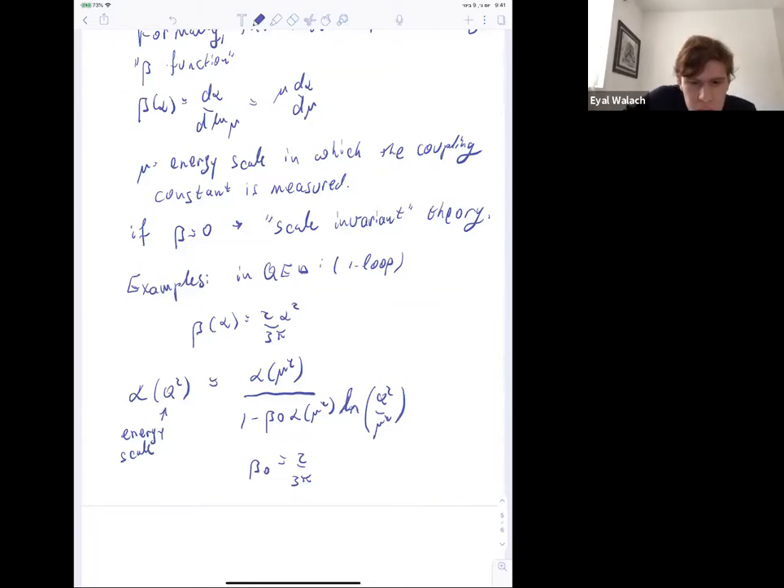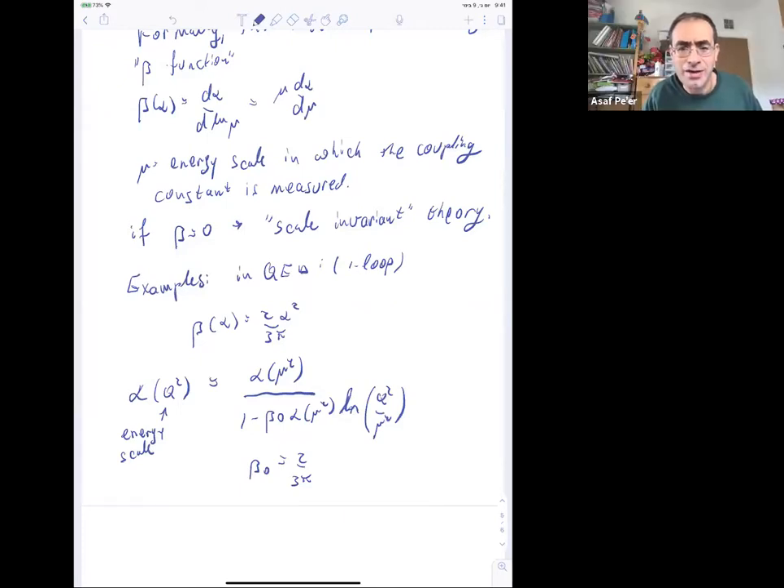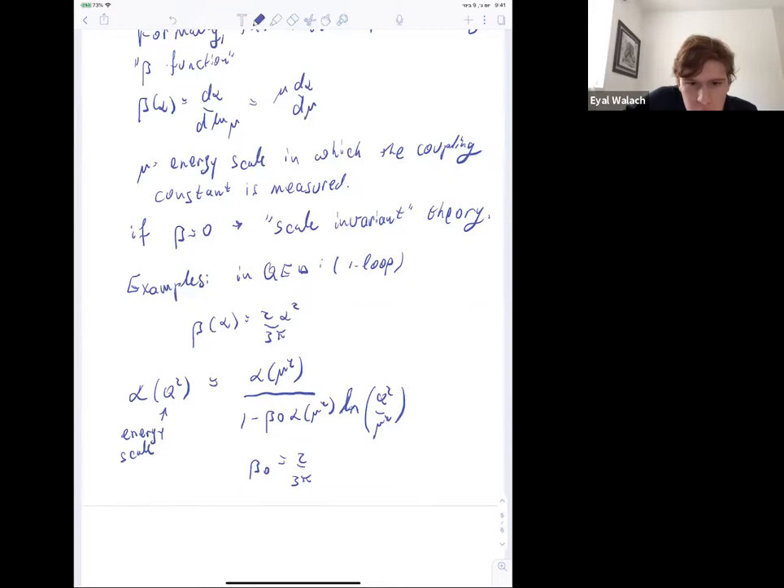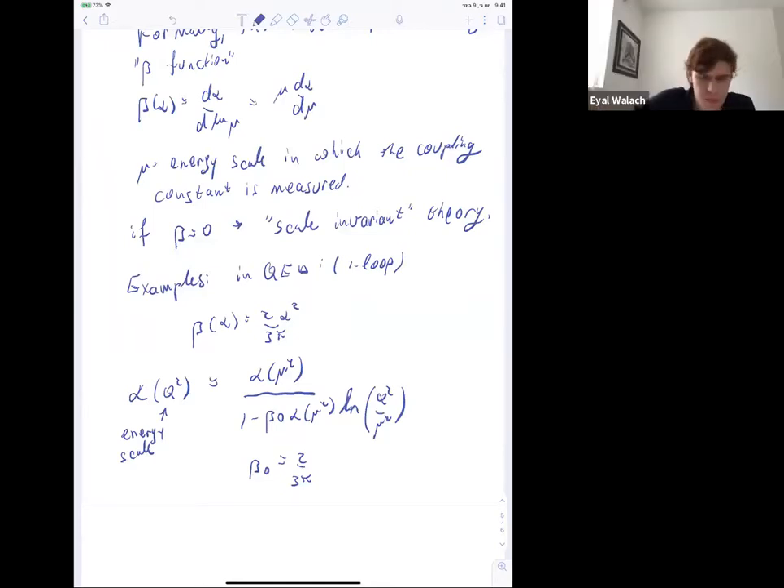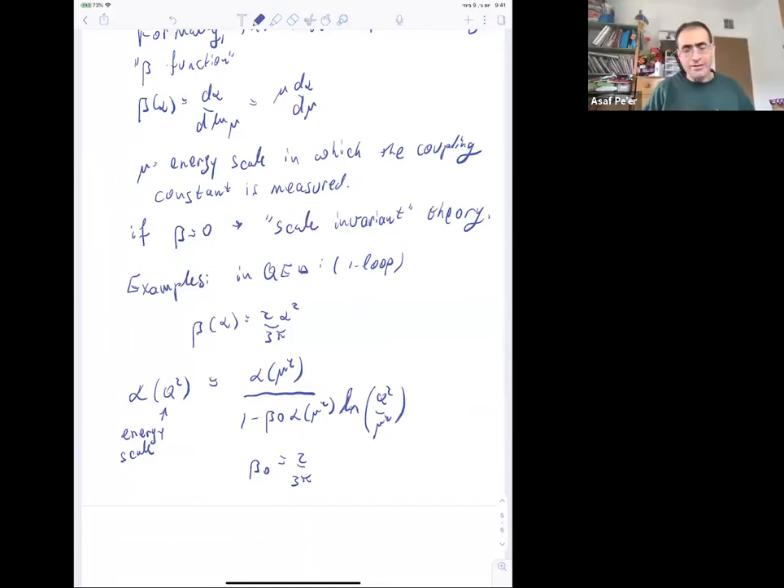Is the second line, beginning with alpha of Q squared, a direct result of the equation for beta? No, you don't see it directly from beta. You have to do the full calculation for the logarithmic term. Okay, thank you. No, I'm not deriving it. I didn't derive what beta is here, and I didn't derive this. I just tell you the result.